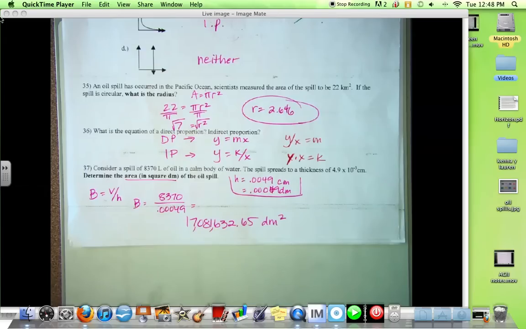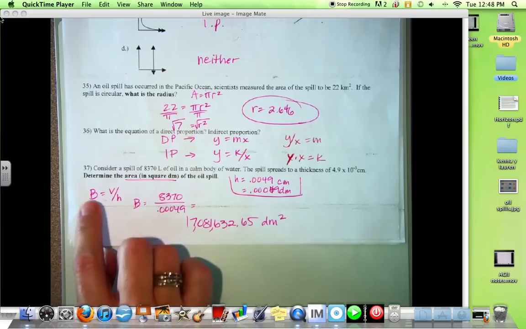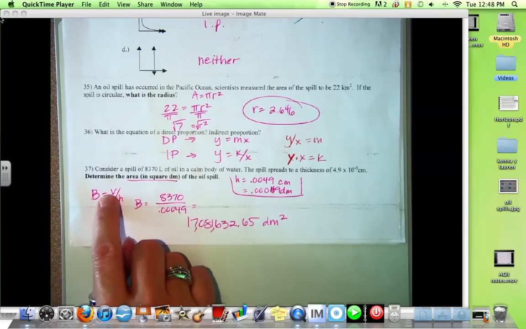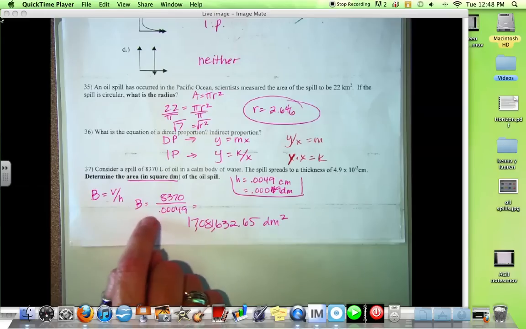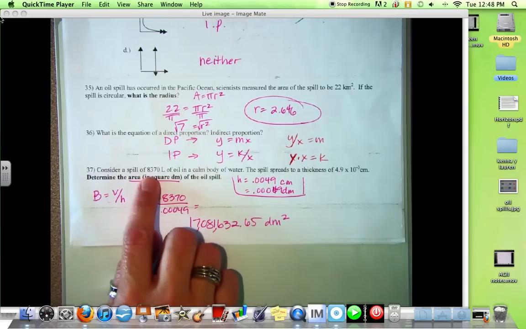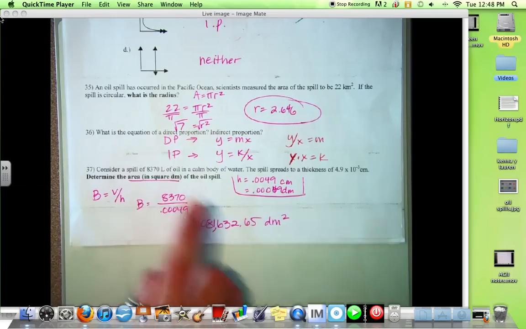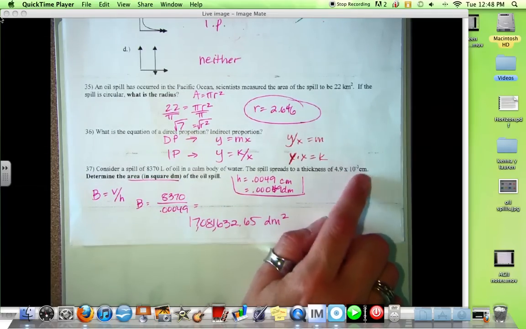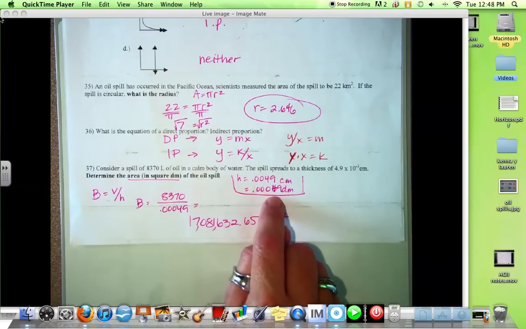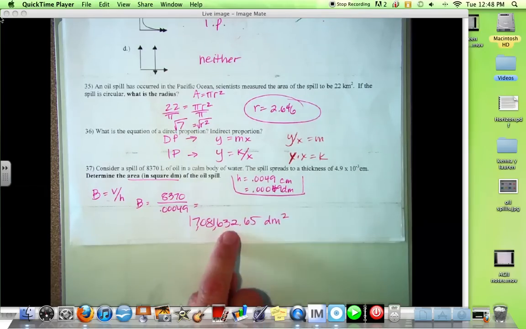Determine the area of the spill in square decimeters. To find the area of the spill, you are taking the volume and dividing it by the thickness. So we have the volume to be 8,370 liters. Divide that by the thickness. This is in centimeters, and you need to convert it to decimeters. And you have an area of 17,081,632.65 square decimeters.